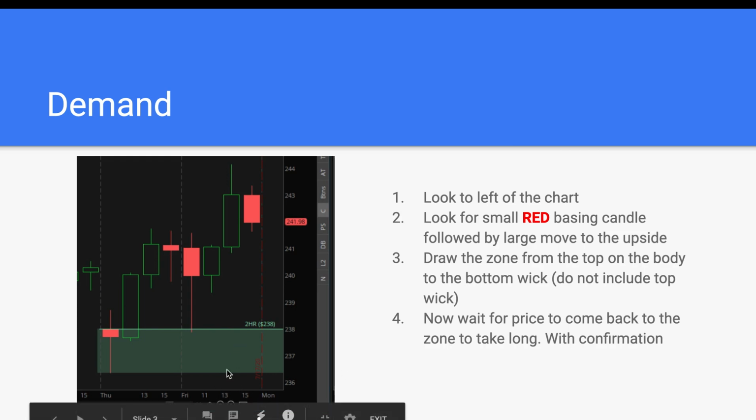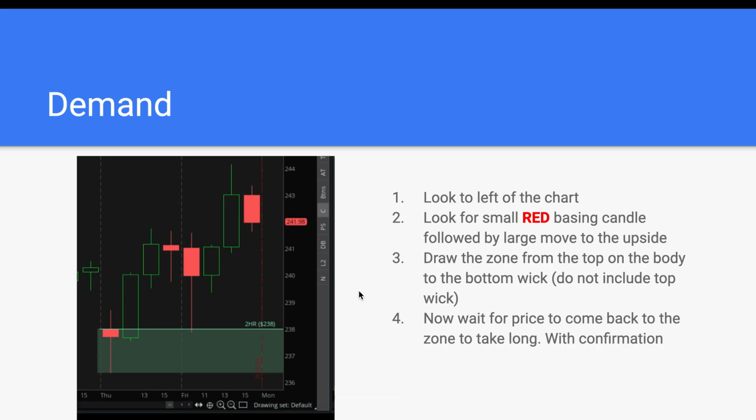Typically, you would have it here at the low of the demand zone, but it's only a $1.50 zone, so it's not that much on a $238 stock. So you could leave it here as your risk, or it could be some other area in this zone if you want to take it for your stop.